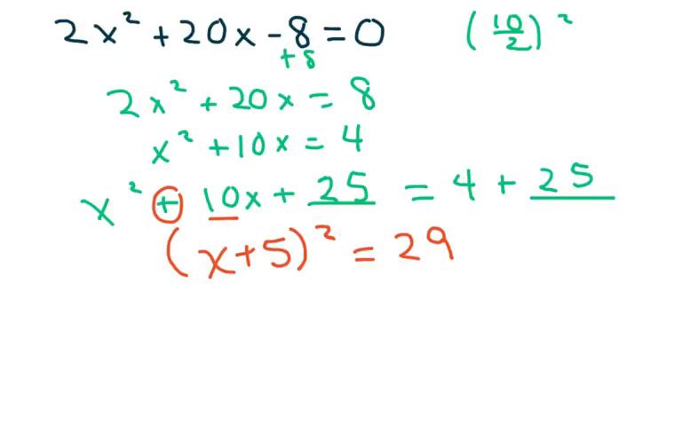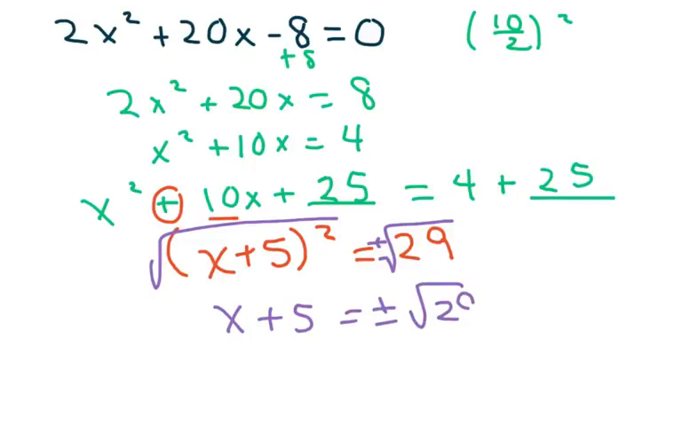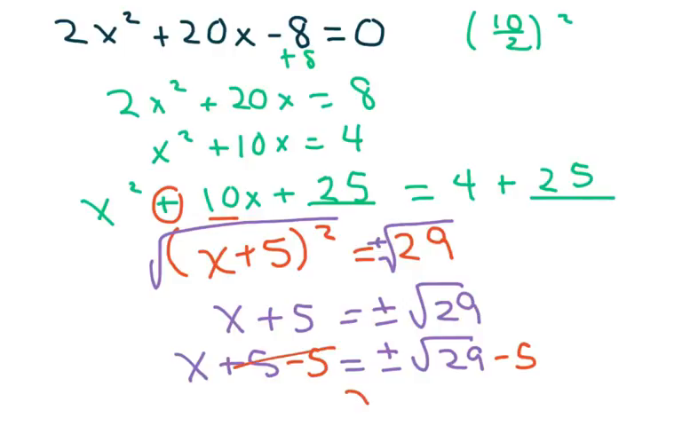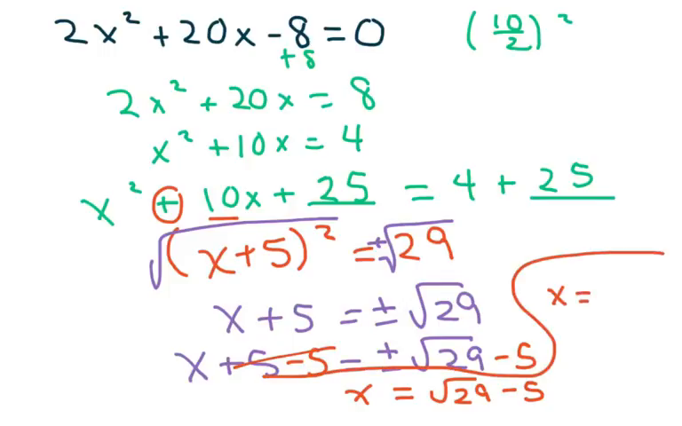Now we're going to square root both sides. And when you do that, don't forget to put your plus and minus here. You're going to get x plus 5 equals plus or minus root 29. Then I'm going to subtract 5 from both sides. So this cancels out, and we get x equals root 29 minus 5, and x equals negative root 29 minus 5. Those are exact solutions. If you want approximate, then you would put it in the calculator and get your decimal amount.